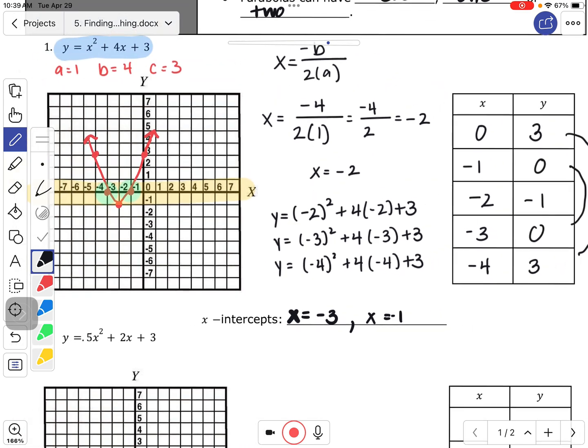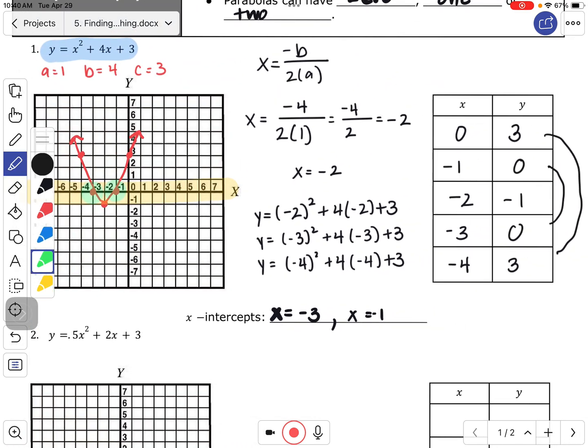And you can also find those anywhere your y is a 0, that's your x. So my y was a 0 right here. Nope, sorry, that's not a y is a 0. Let's try that again. My y is a 0 right here, so then I'm going to take this x. Or my y is a 0 right here, so I'm going to take that x. So my x-intercepts are going to be negative 3 and negative 1.